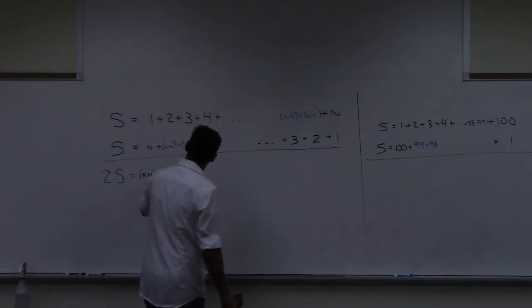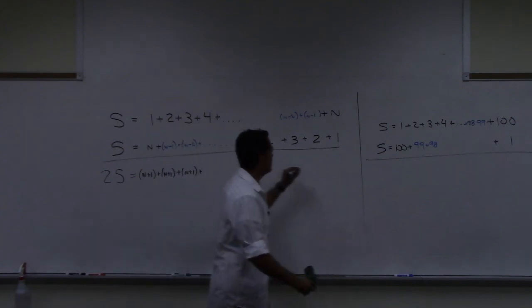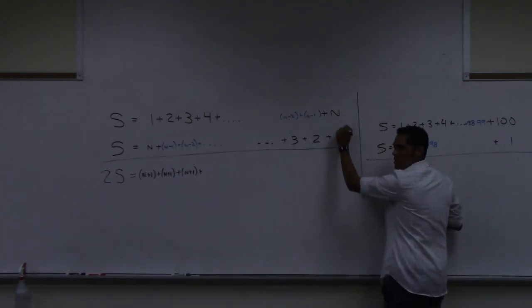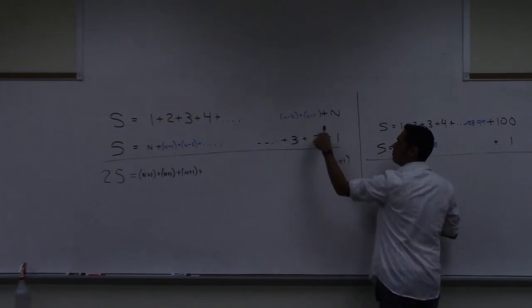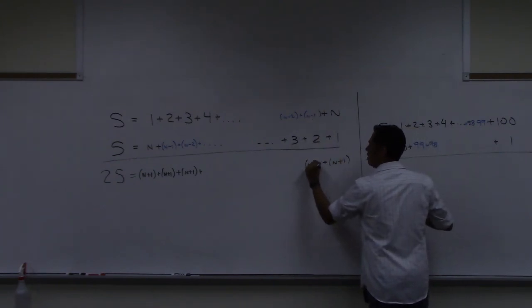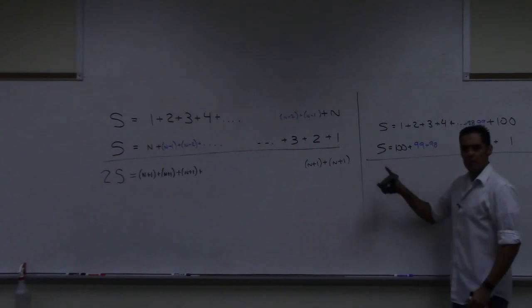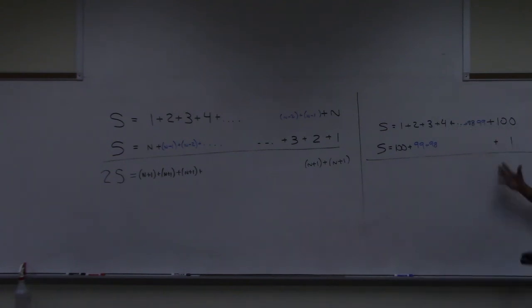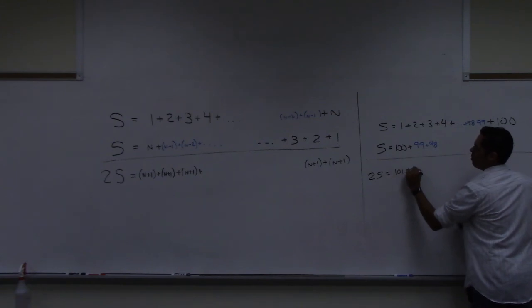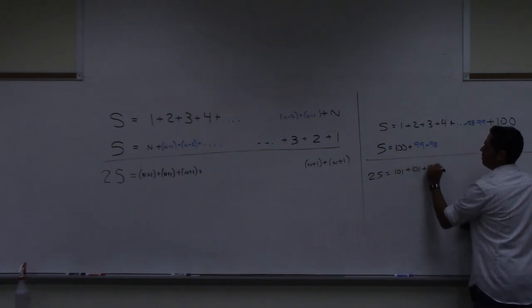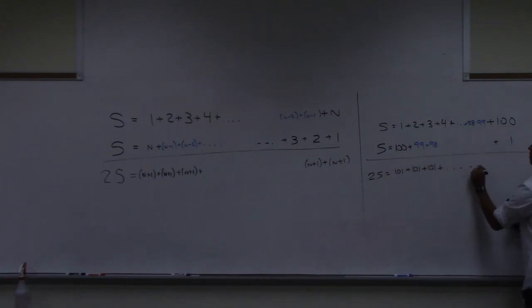And does this work the whole way down? Yes. It does, because look at the last one. Last one's n plus 1. The one before that, n minus 1 plus 2, n plus 1. Right? Now, over here, what would it have been? 2s, 101, 101, 101, right? All the way down till you get to 101. Agree?